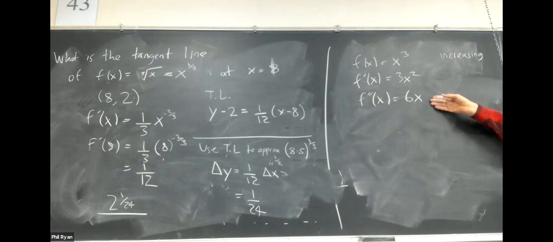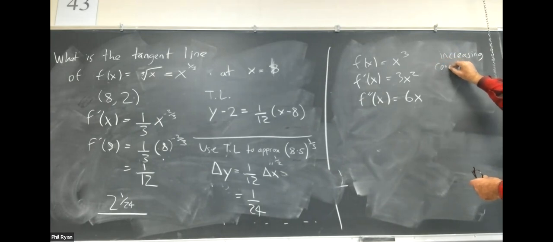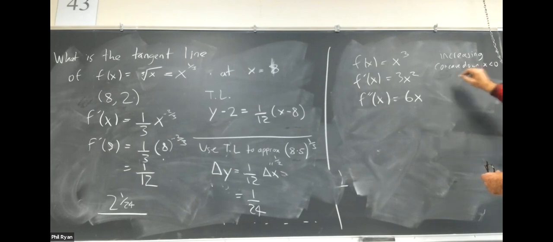6x, what information does that give us? That's the second derivative. What information does the second derivative give? Concavity, right? So it's concave down for x negative, and it's concave up for x positive. So that's always information you're going to be able to get from derivatives: increasing, decreasing, and concave up and concave down.